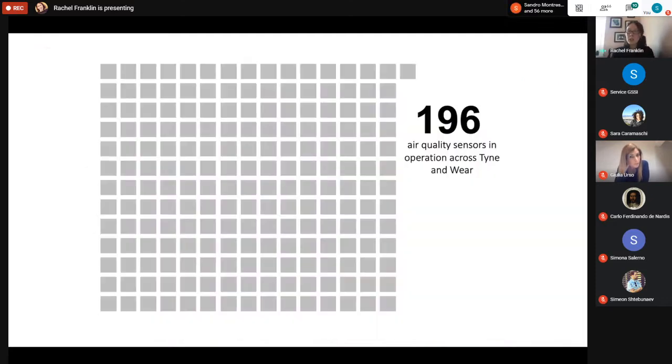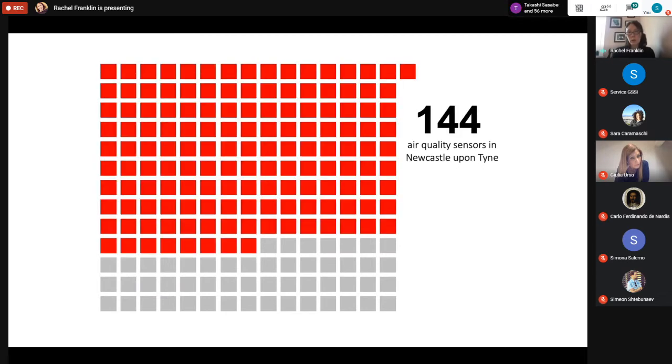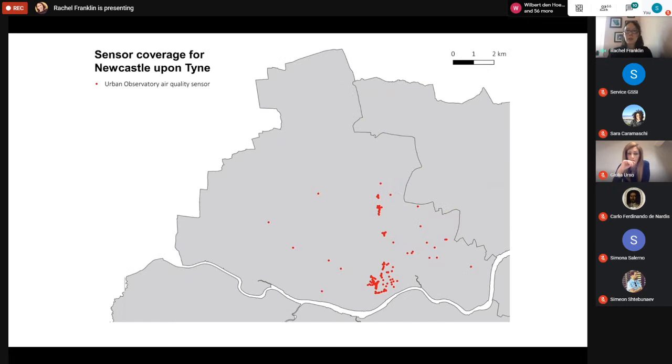Okay, so we have 196 air quality sensors across Tyne and Wear, 144 of which are located inside Newcastle upon Tyne. All right, so what I'm going to show you for the Newcastle case study is very much an exploratory analysis, just looking at connections between where sensors are located and the kinds of people who live in those areas. So here you can see Newcastle upon Tyne, with no demographic or socioeconomic characteristics of any neighborhoods, just the sensor locations. And I think it's probably pretty clear from this slide that sensors tend to be clustered.